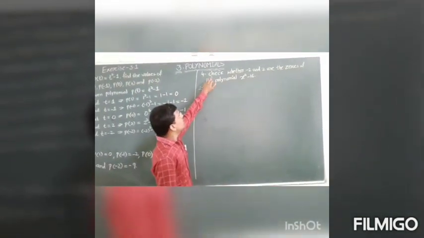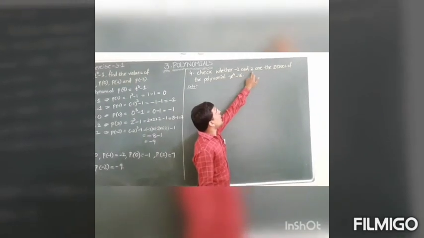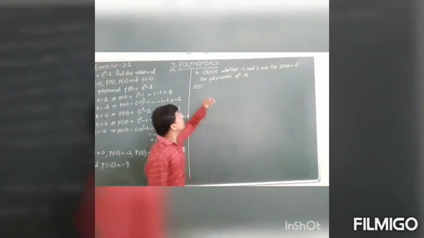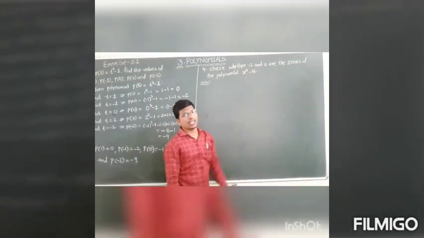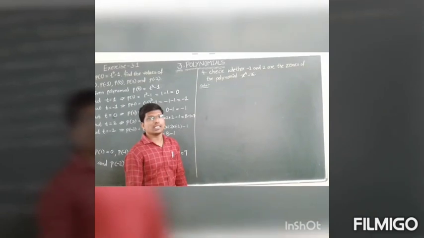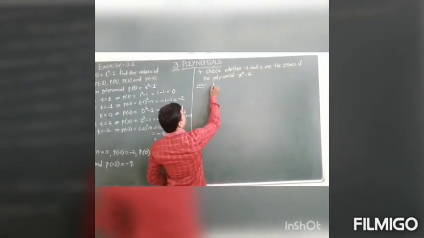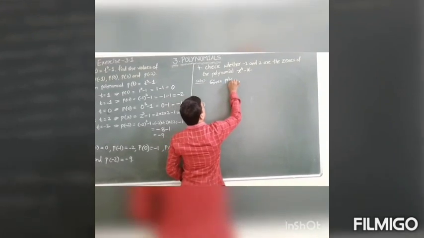What is the fourth one? Just read. Check whether minus 2 and 2 are the zeros of the polynomial x to the power of 4 minus 16. So here you should understand the question. What is it asking? He has given one polynomial. What is that? So what is the given polynomial?